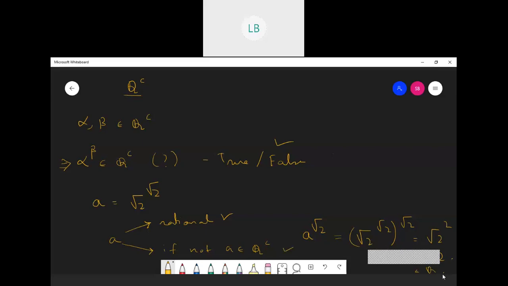So two cases. If a is rational, then we are coming up with a counter example, that is a itself, root 2 power root 2. And if it is irrational, then just take a power root 2. There we are getting irrational power irrational, which comes out to be 2. So in any case we are getting a counter example. So this is false. Alpha or beta can be rational. Is the counter example clear, like how we are constructing it? Let me know if it is clear, then we'll move into some new stuff.